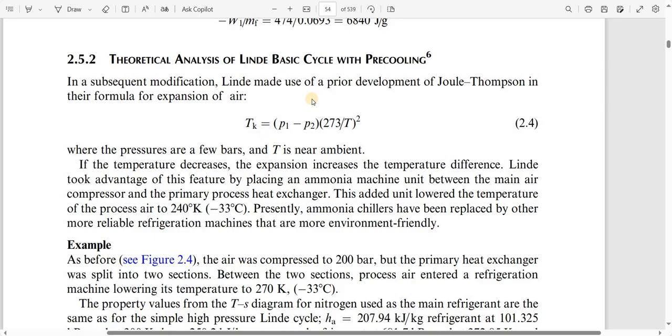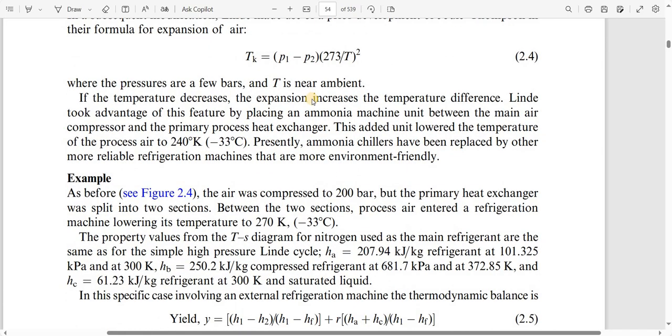Linde took advantage of these features by placing an ammonia machine unit between the main air compressor and the primary process heat exchanger. This added unit lowered the temperature of the process air to 240 Kelvin, which is minus 33 degrees Celsius. Presently, ammonia chillers have been replaced by other more reliable refrigeration machines that are more environmentally friendly.